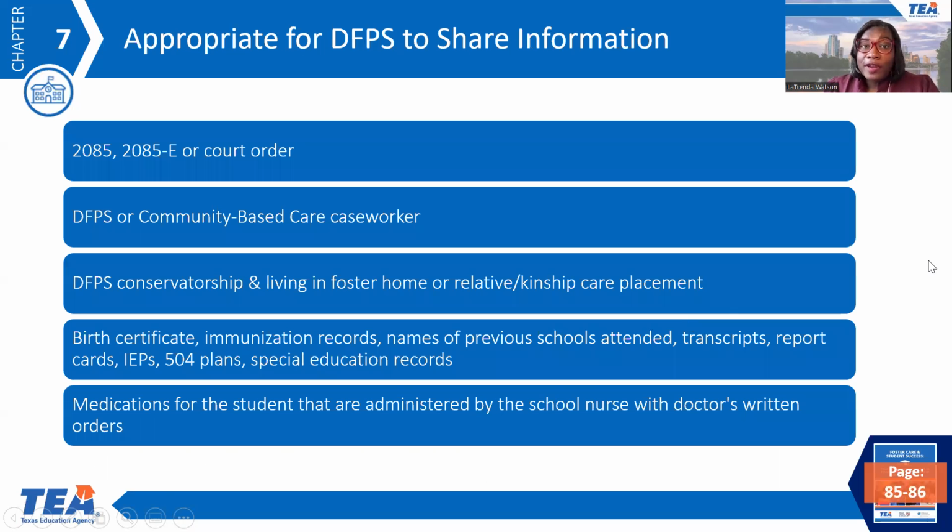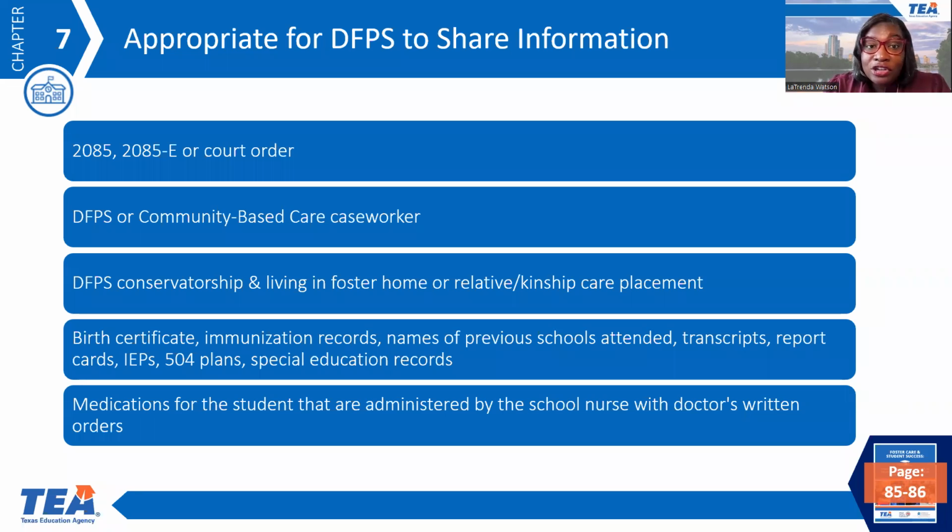So it is appropriate for DFPS to share information. We built this foster care guide with the support of DFPS, so DFPS is now telling you what information is appropriate for them to share. It is appropriate to share the 2085E or the court order. They can share all of that information with you. If you don't have it or haven't received it, make sure you reach out to DFPS.